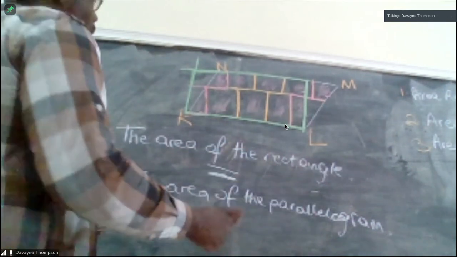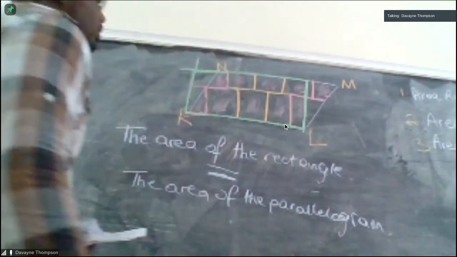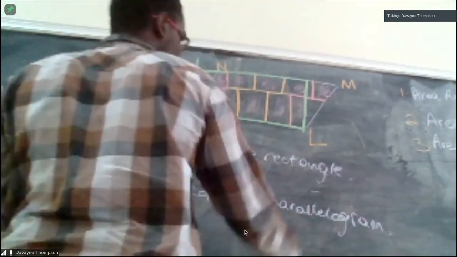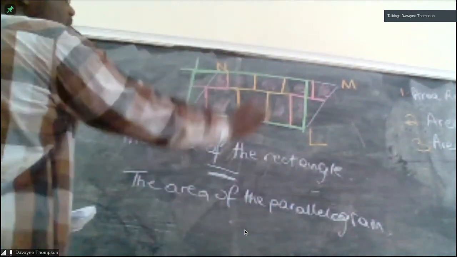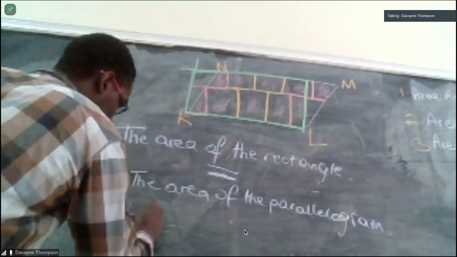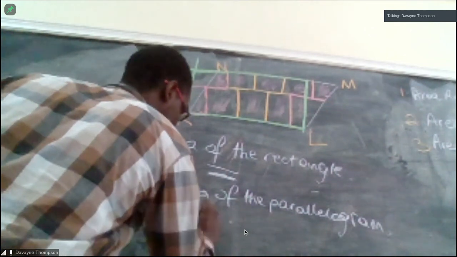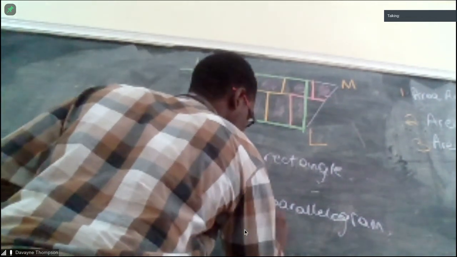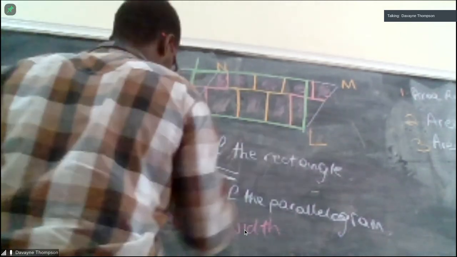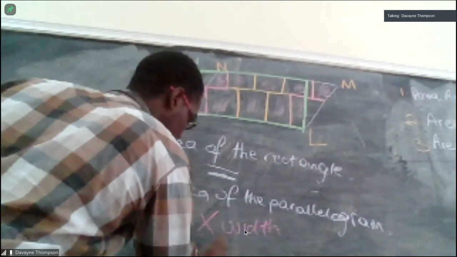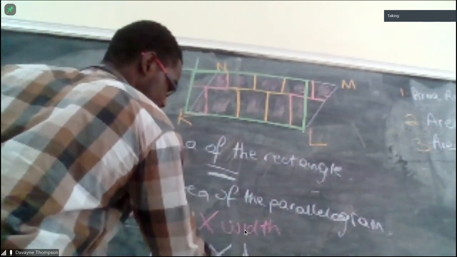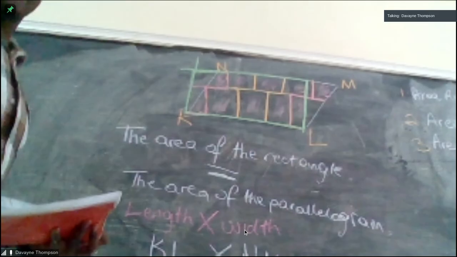Look at this quickly for me. What was the formula for the area of a rectangle? Length times width. Excellent. Good job. So in this scenario, if I know the length, which is KL, length times width would be my area for the parallelogram, which would be KL multiplied by NK. Any questions?